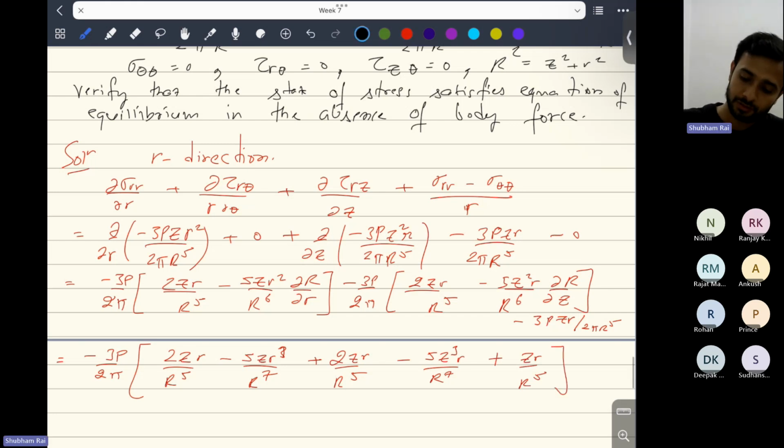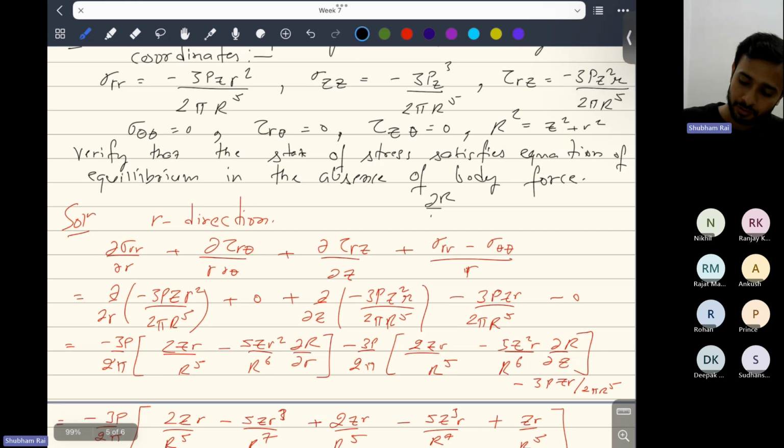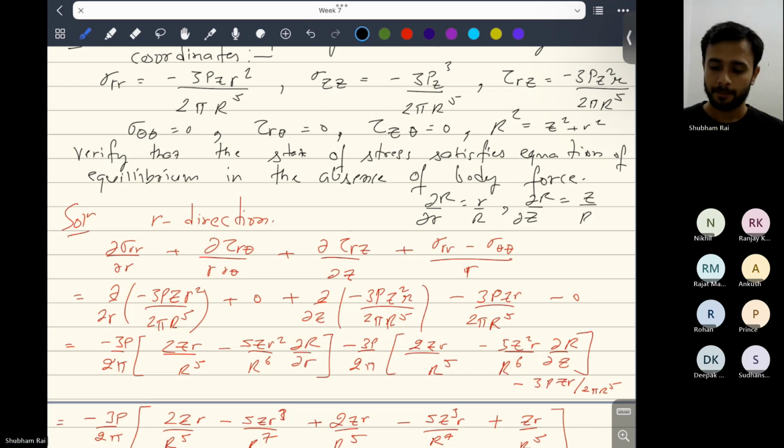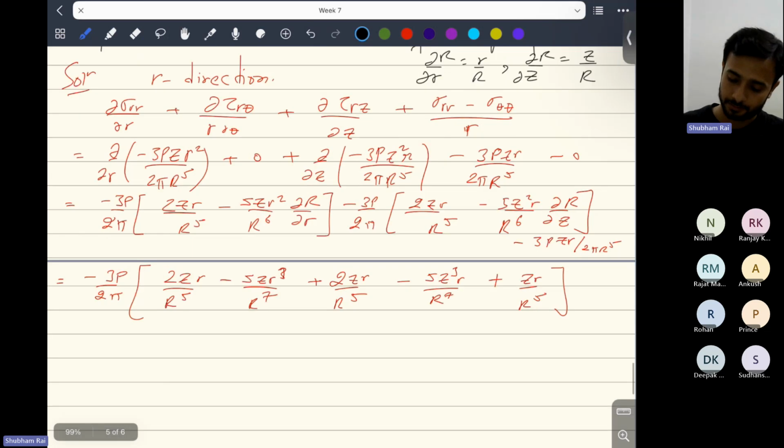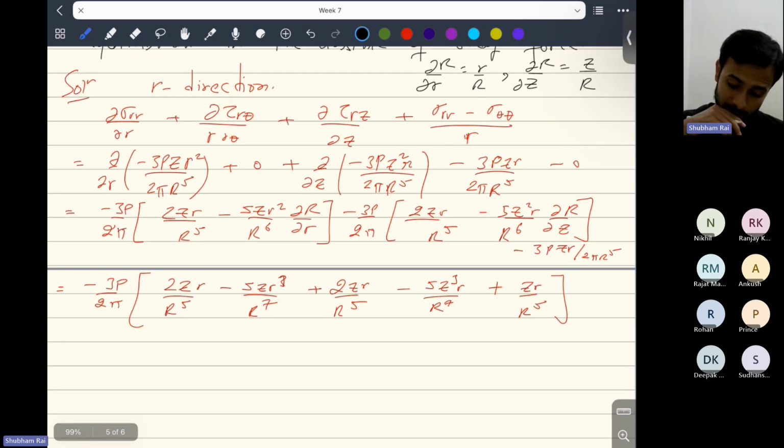So in doing so, we have used this relation that capital R over small r is nothing but small r over R, and then capital R over del of small z is capital Z, whatever it is, it will be z over capital R. And again, you can take z square plus r square as common. So let me combine all the R to the power 5 terms and all the R to the power 7 terms. So you have this R to the power 5, R to the power 5, and R to the power 5. So this is 2zr and this is 2zr, 4zr plus zr, 5zr.